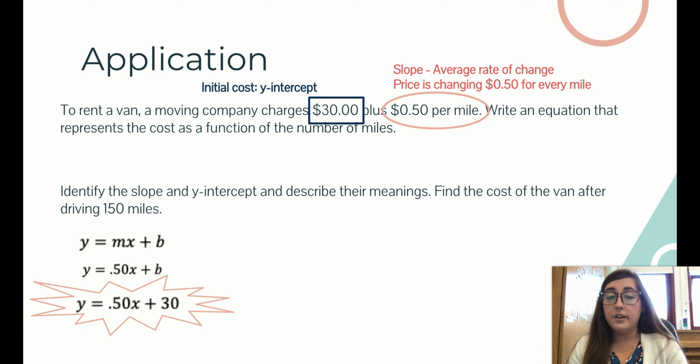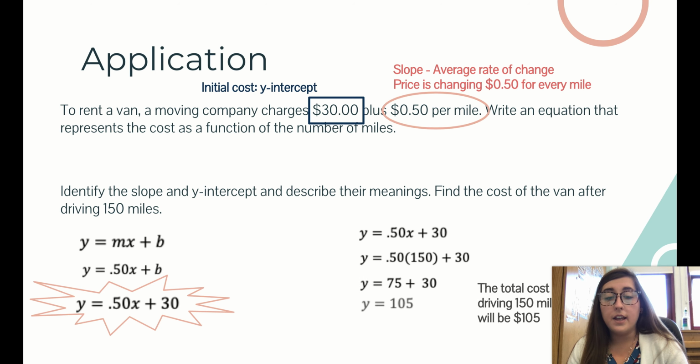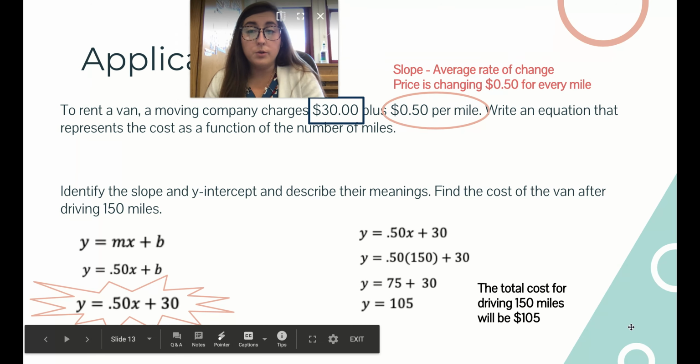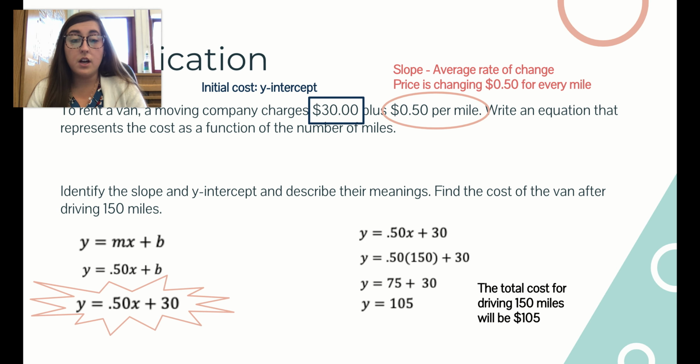Now that we have our equation, we can find the cost of the van after driving 150 miles. And all you're going to do is take the 150 and plug that in for x. And from there, you can solve for y, which is going to be your total cost. So in this case, our total cost for driving 150 miles is going to be $105.